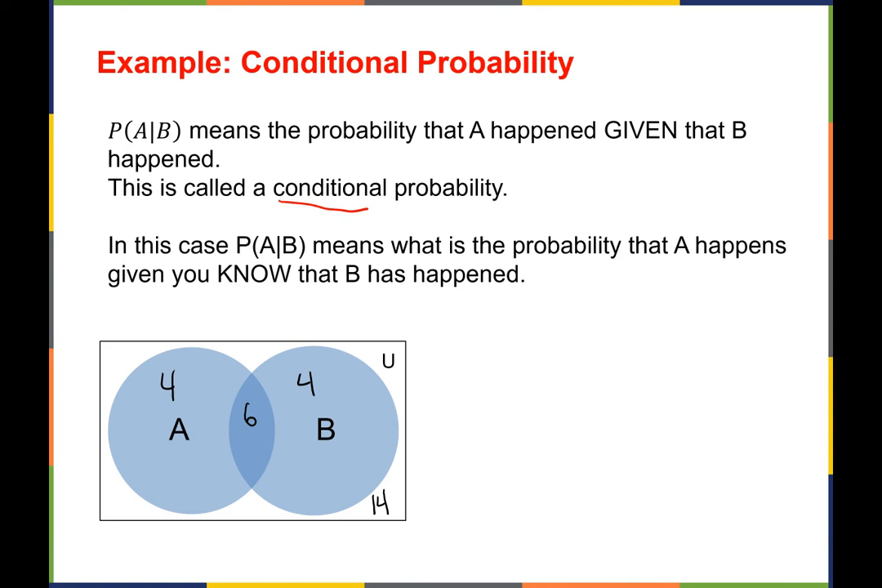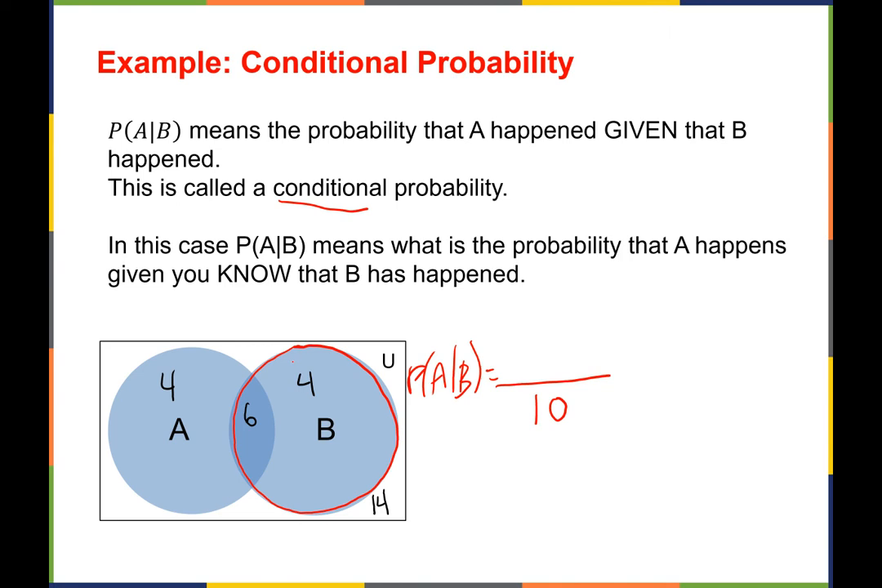So if we know B has happened, then we know we're somewhere in this set. Instead of being in the whole universe, the whole sample space, we only have 10 possible outcomes because we know that B happened. There are 6 things in A intersect B and 4 things that are not in A, but are in B. So instead of a sample space of 30, like before, we only have a sample space of 10.